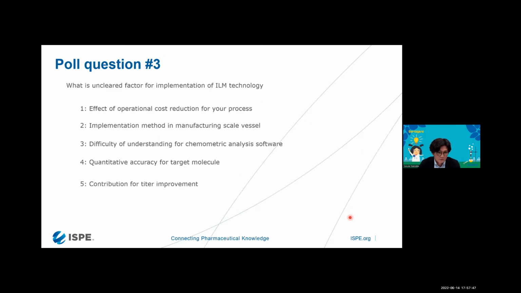So here we would like to start a third poll question. Let me read this one out. What is the unclear factor for implementation of ILM technology? The options are: effect of operational cost reduction for your process, implementation method in manufacturing scale vessel, difficulty of understanding chemometric analysis software, quantitative accuracy for the target molecule, and contribution for titer improvement.